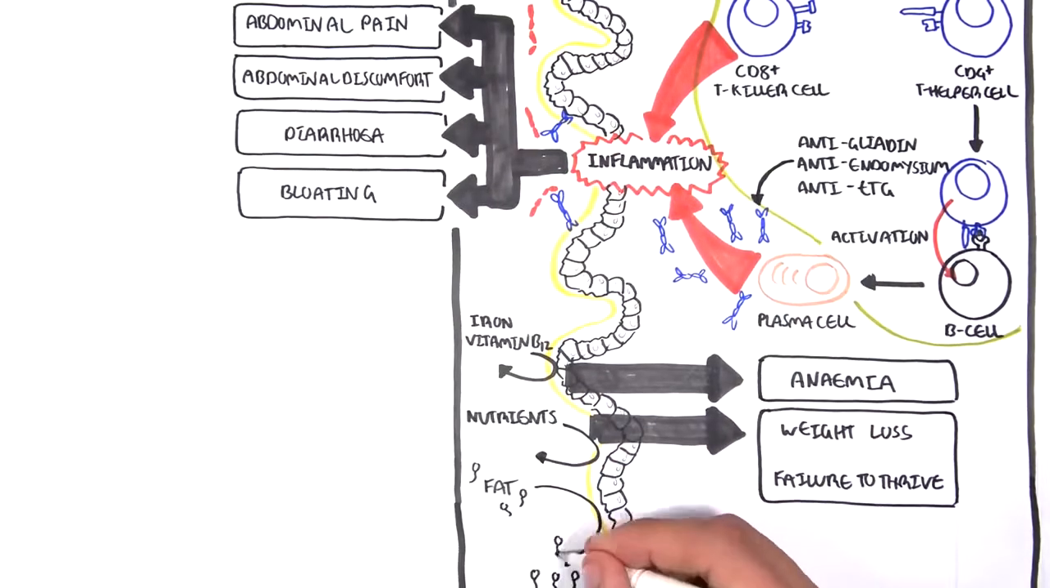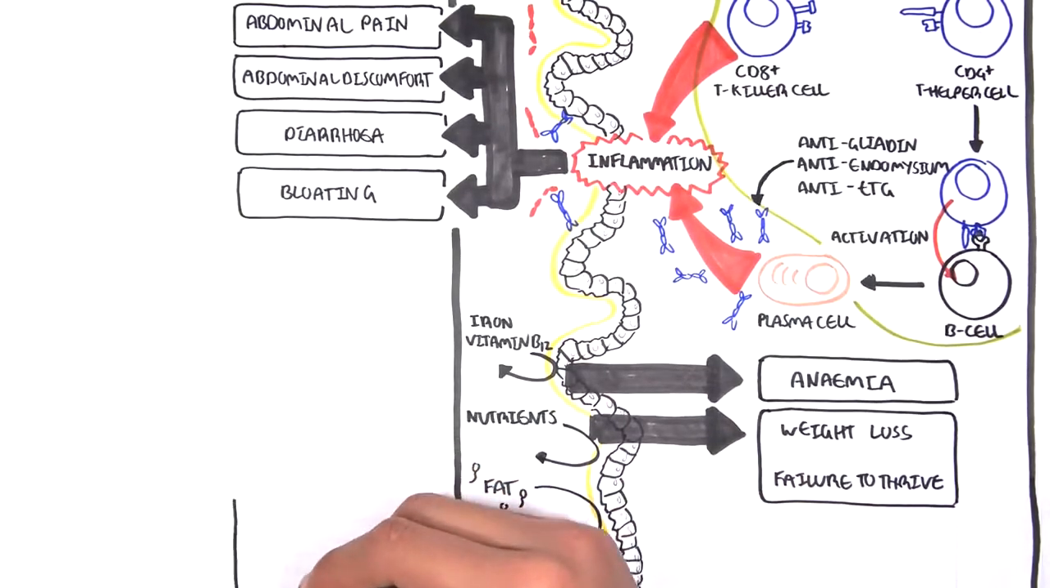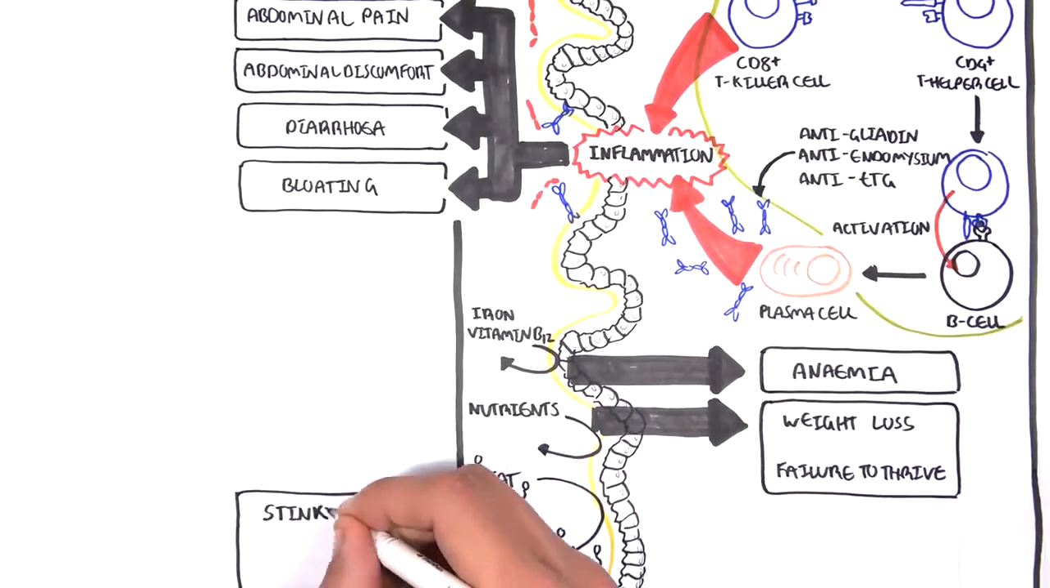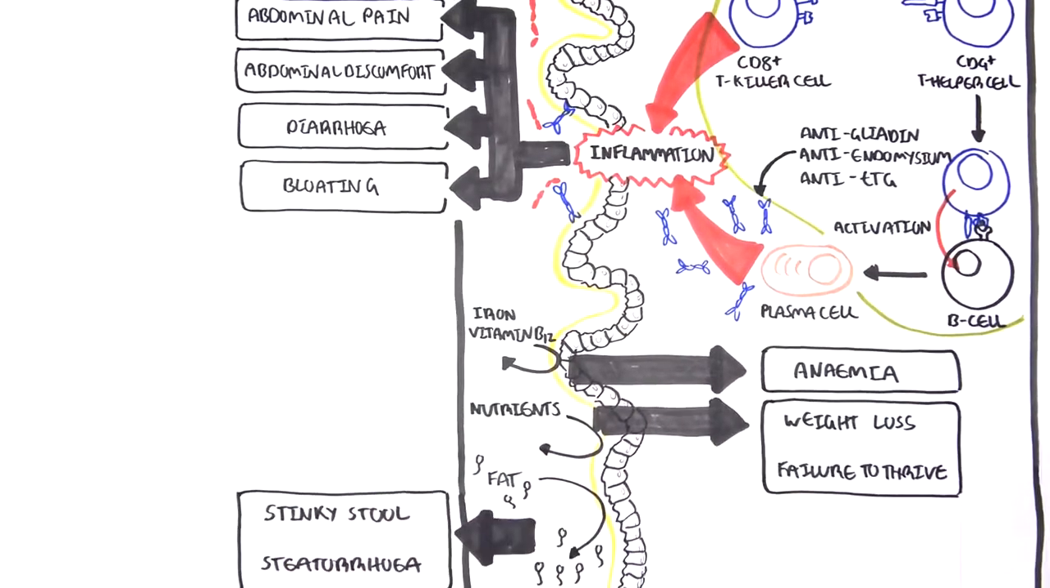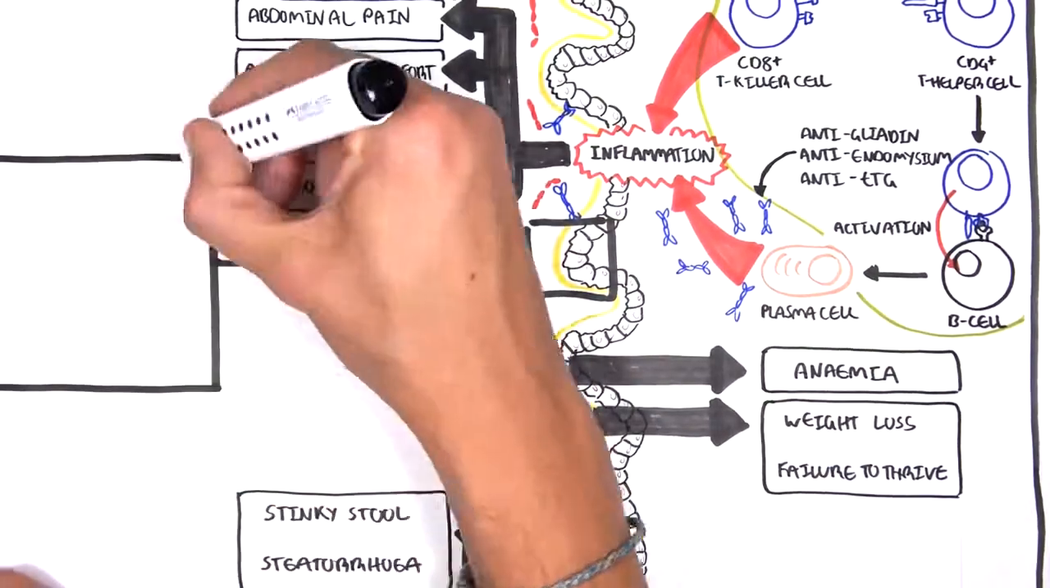Lipids, fats that are not being absorbed, means that the lipids will still stay in the bowels and will come out in poo, and this will cause the stool to be stinky, and you get steatorrhea, which is basically fatty stool. And these things, again, are not absorbed properly because of the damaged mucosal lining, thanks to the inflammation.